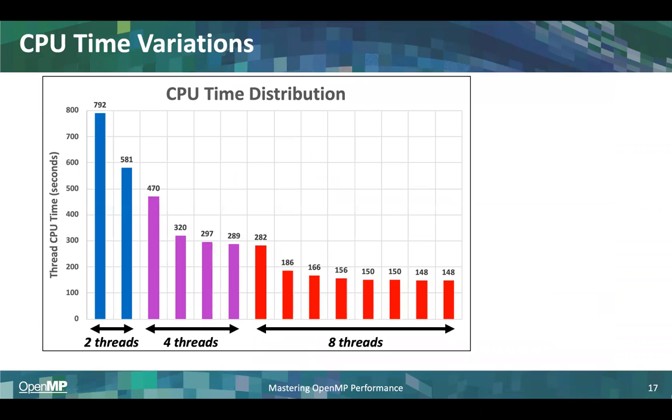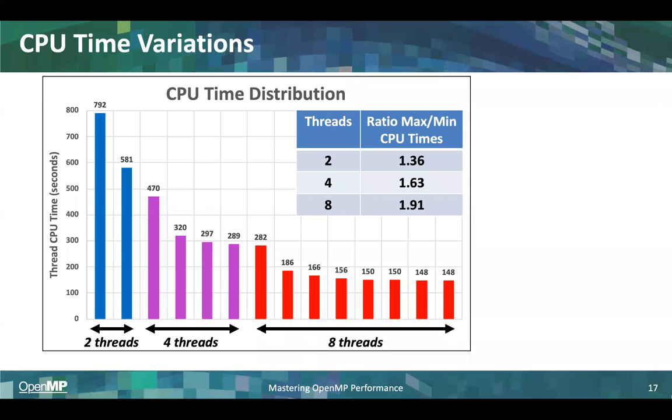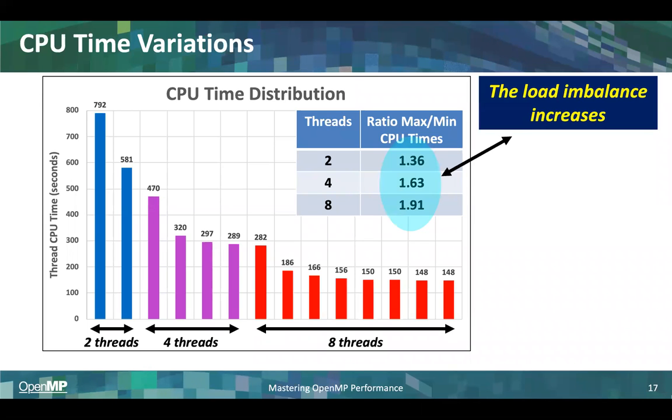I'm plotting here how much CPU time each thread takes. So when I have 2 threads, the main thread takes nearly 800 seconds, and the second thread only close to 600. So that's a big difference between how much CPU time each thread takes. And as you increase the number of threads, it sort of gets worse. So when I look at the ratio of the maximum and the minimum CPU times, you see that ratio increases as the number of threads grows. In other words, the load imbalance gets worse as we add threads. So that's not a good situation.